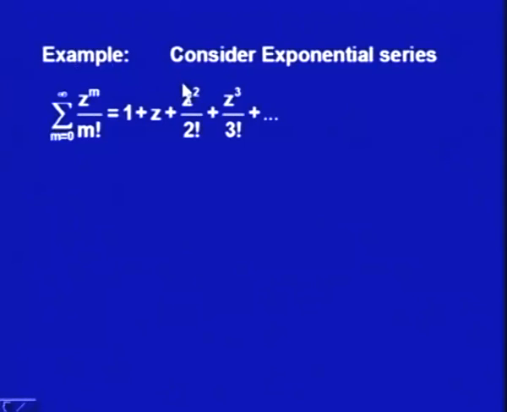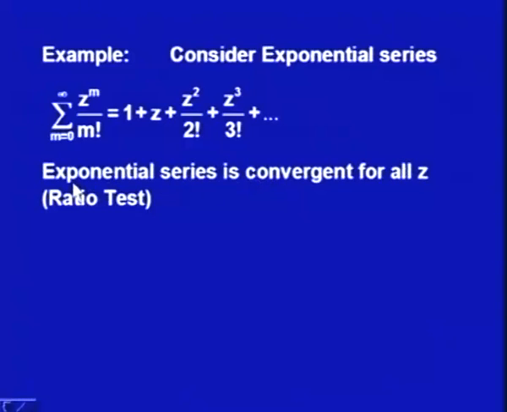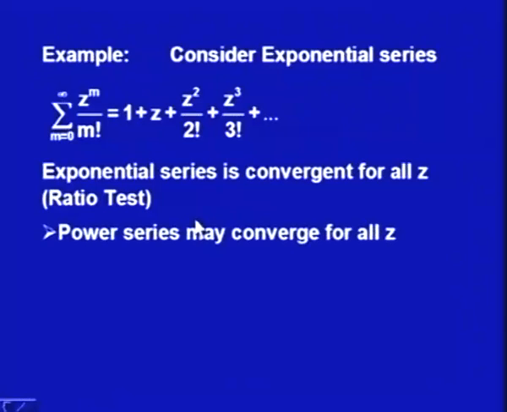In another example, if we consider the exponential series, which is the summation of z raised to power m divided by factorial m, an infinite series, or this is equal to 1 plus z plus z square by factorial 2 plus z cube by factorial 3 plus and so on, then this exponential series is convergent for all z, and this can be proved by the ratio test.